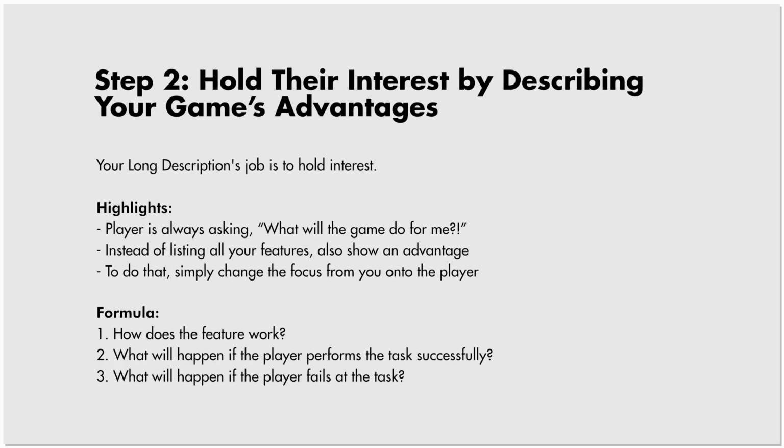Okay, step 2 is hold their interest by showing your game's advantage. So this is your long description now, and its job is to hold interest. Here's some highlights. The player is always asking, what will the game do for me? So instead of listing all of your features, also show an advantage. To do that, simply change the focus from you onto the player. So then here's the formula. How does the feature work? What will happen if the player performs the task successfully? What will happen if the player fails at the task? Use that formula to help you describe your feature so that the player can see the advantage of that feature.